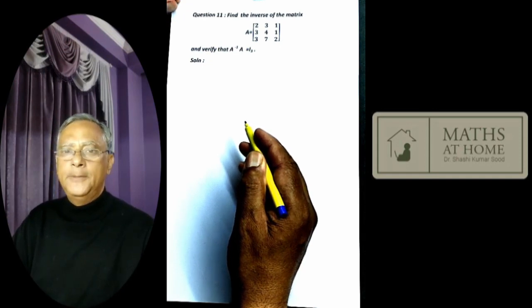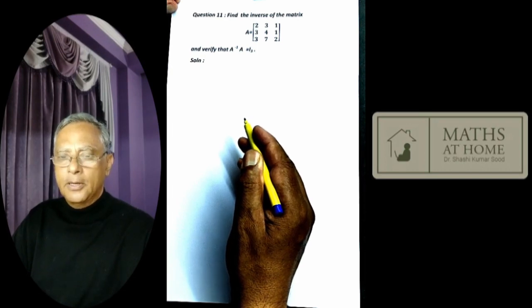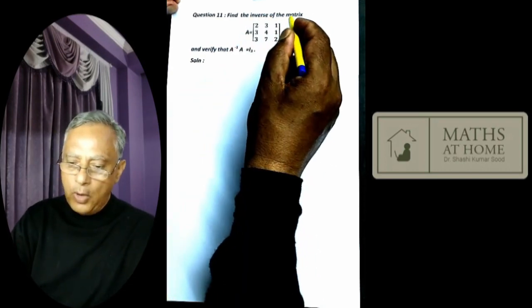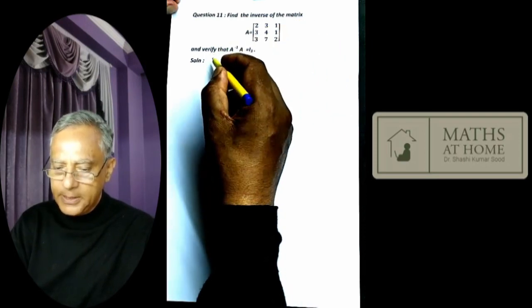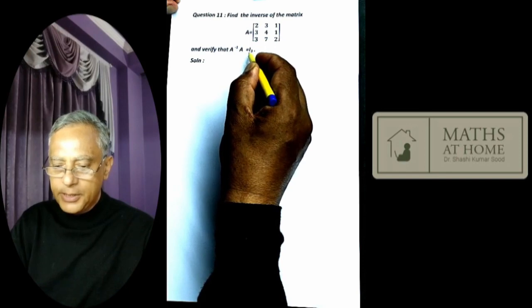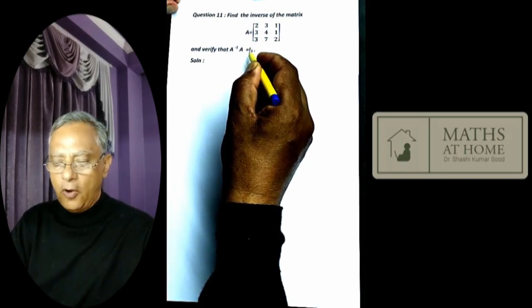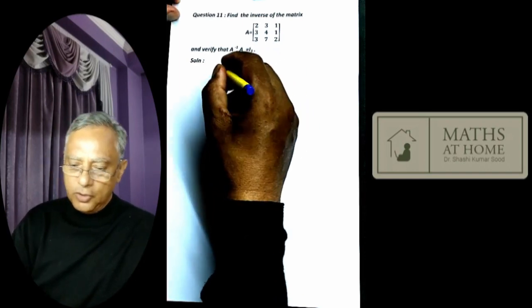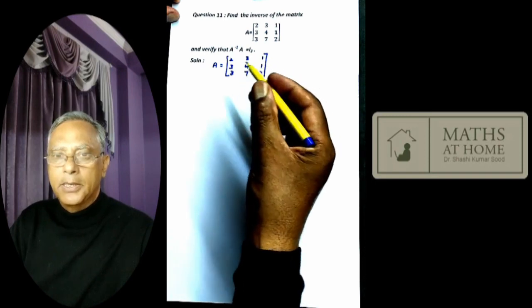We have discussed adjoint and inverse of a matrix. I am going to take some questions based on these two topics. The first question is: find the inverse of the matrix A, which is given, and verify that A inverse into A is I3, the identity matrix of order 3. So we are given A as this.